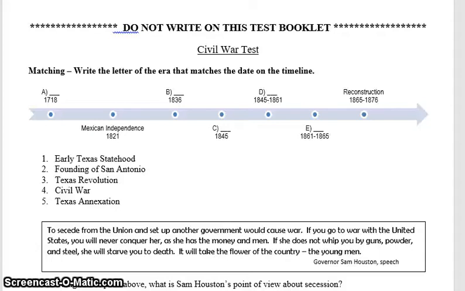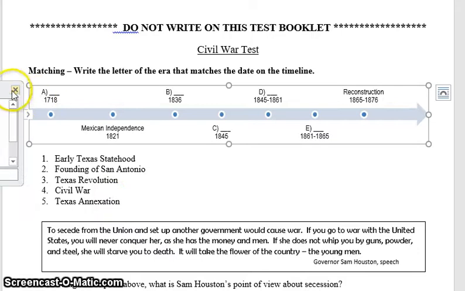Civil War test, Texas history. Matching. Write the letter of the era that matches the date on the timeline. So our options here, 1, 2, 3, 4, 5, are early Texas statehood, founding of San Antonio, Texas Revolution, Civil War, Texas annexation.